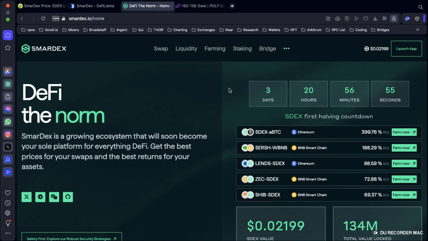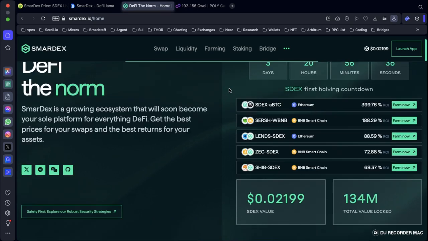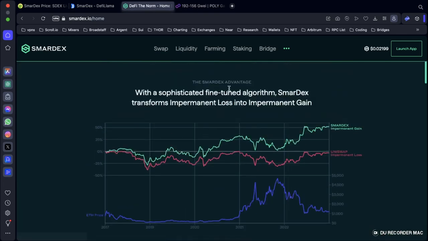And what makes them different from the typical liquidity pool is an algorithm that the SmarDEX developers created, which they have coined the term fictive reserves. And what fictive reserves does is basically negate the effects of impermanent loss in most cases. And they also say that in some cases it'll create what is known as impermanent gains for the LP user.